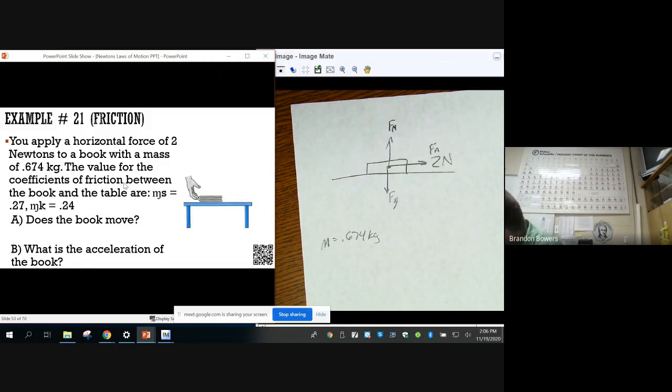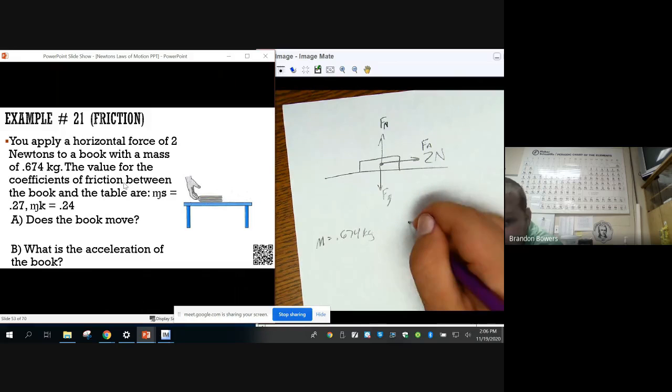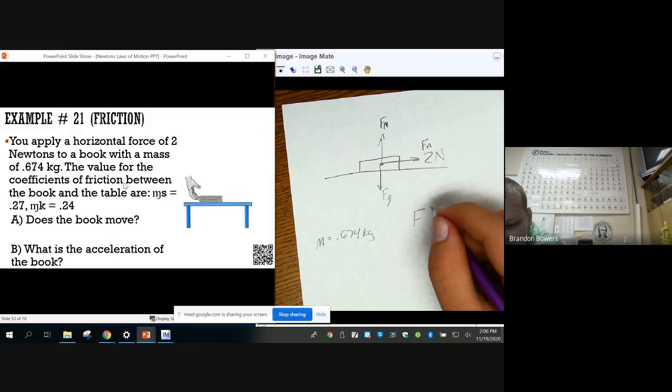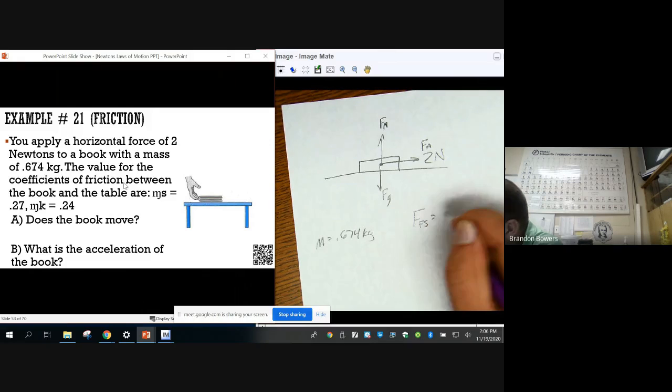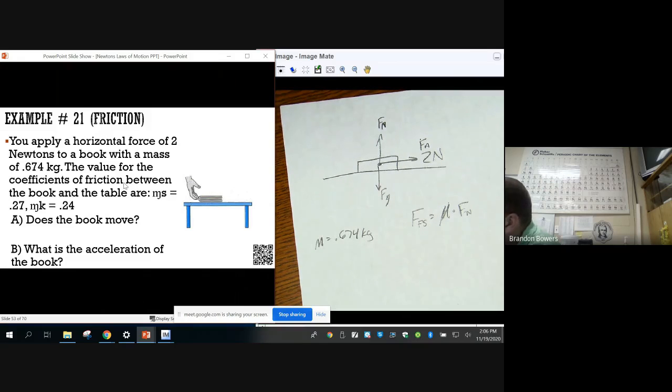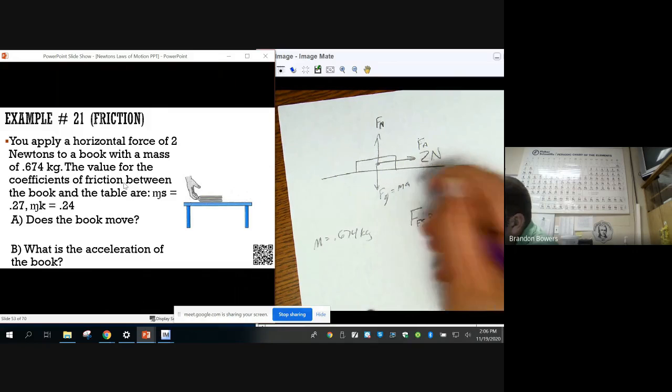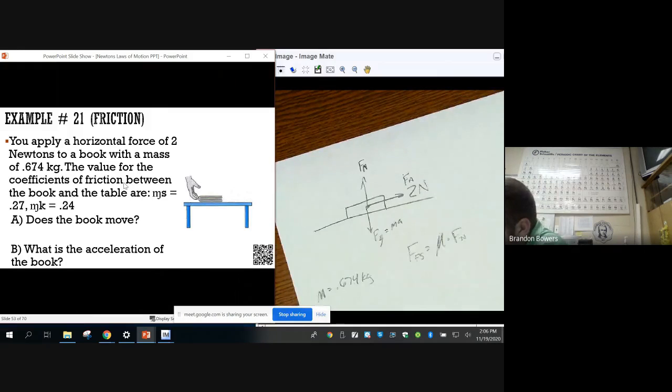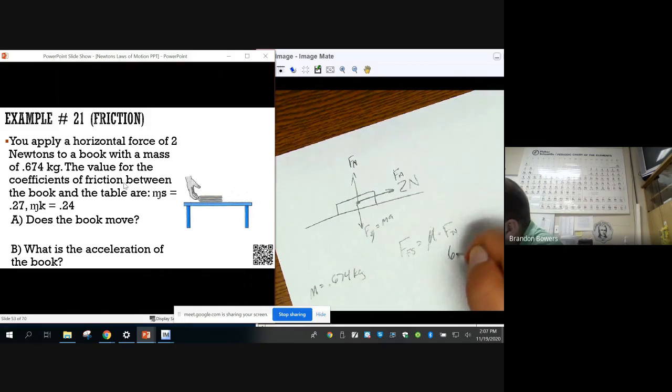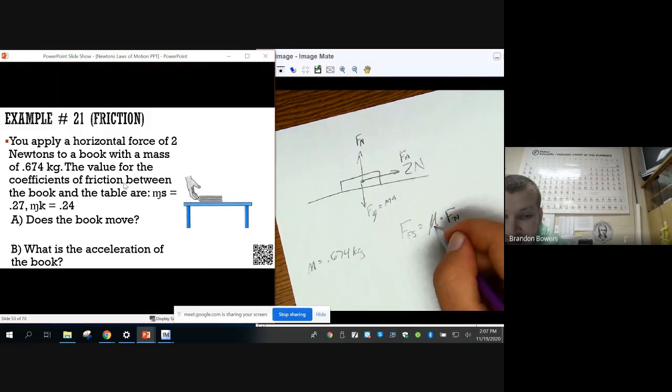Does the book move? So I got to see if my friction, so I got to see if static. So what I have is the force of friction in the static is equal to coefficient times force normal. Well, I can solve for force normal, okay? The force normal is going to be the force of gravity, which is equal to mass times the acceleration due to gravity. So mass, 0.674 times gravity, 9.8. So force normal is 6.6 times, what's the coefficient at static? Mu static is 0.27.